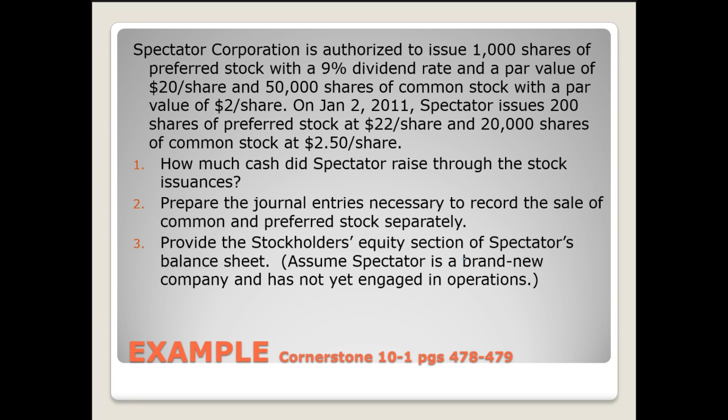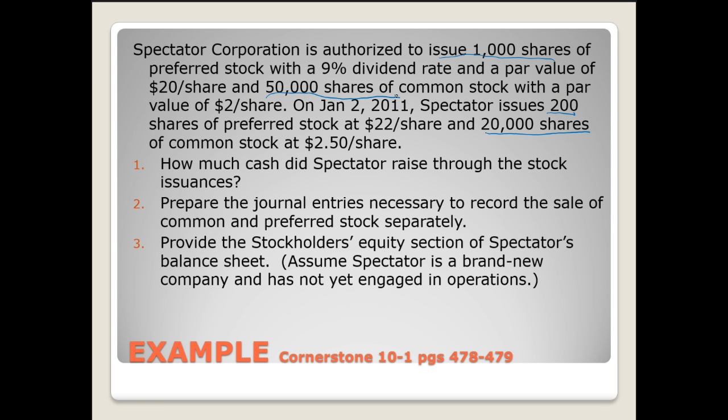Now, before we go any further, let's just look here. Did Spectator issue all of the preferred shares that it's authorized to issue? No, they issued 200 shares of preferred. They're authorized to issue 1,000. Did they issue all of the common shares that they're authorized to issue? No. They issued 20,000 shares, even though they are authorized to issue 50,000 shares.